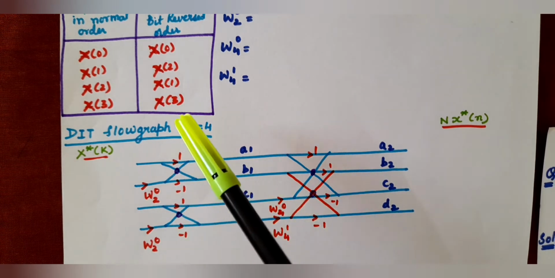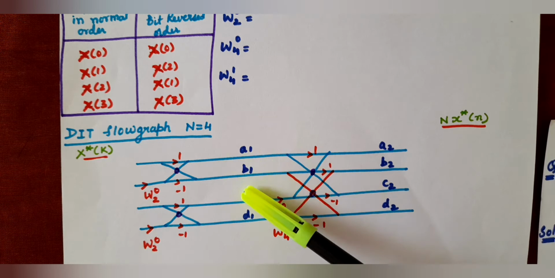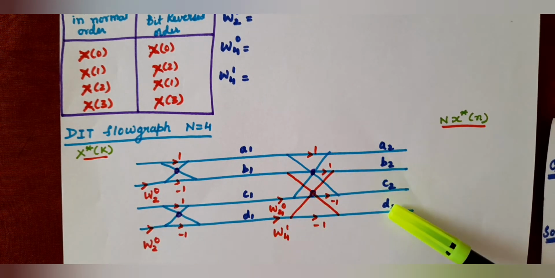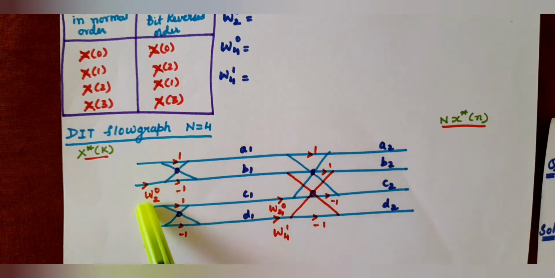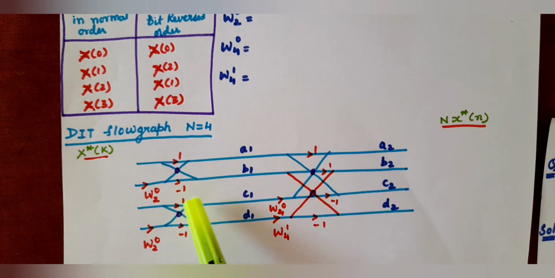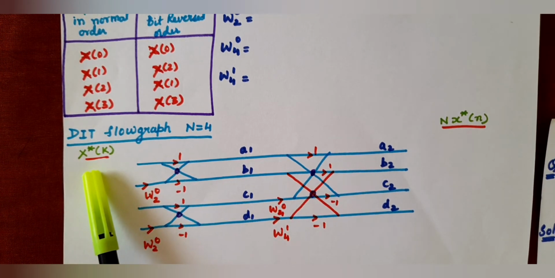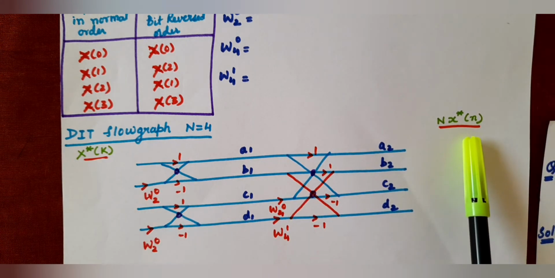So after drawing this flow graph, you have to do the twiddle factor calculations. A1, B1, C1, D1 are the outputs of the first stage, and A2, B2, C2, D2 are the outputs of the second stage. This is the structure of a DIT flow graph where the twiddle factors are W2 to the power 0, W4 to the power 0, W4 to the power of 1. What input do you have to give? X star of k. What output will we get? Capital N X star of n.